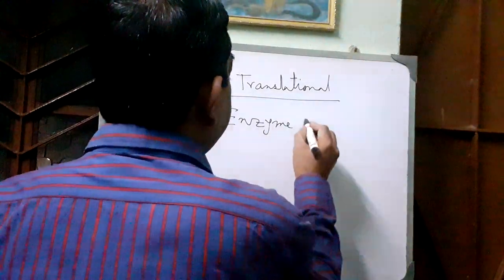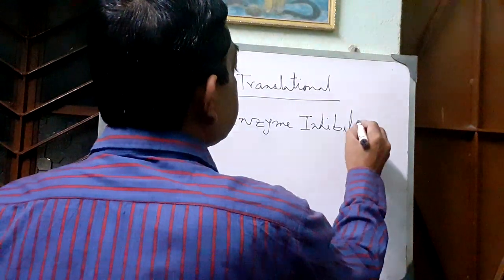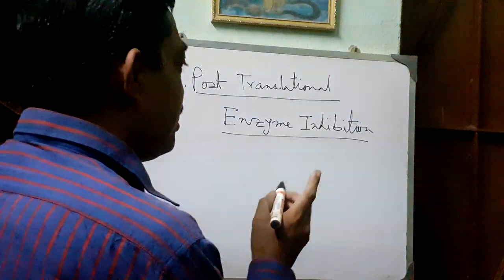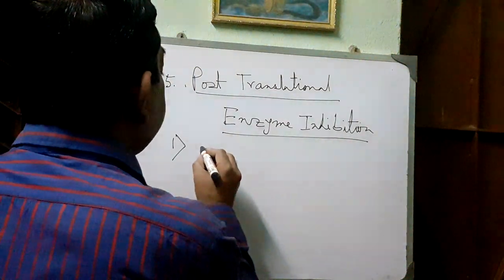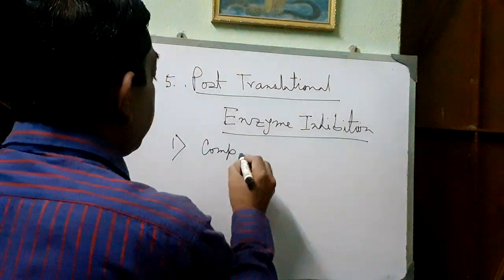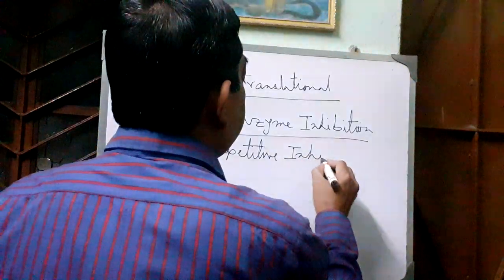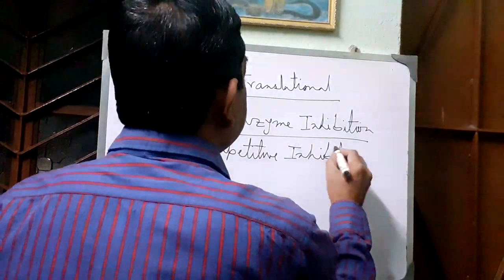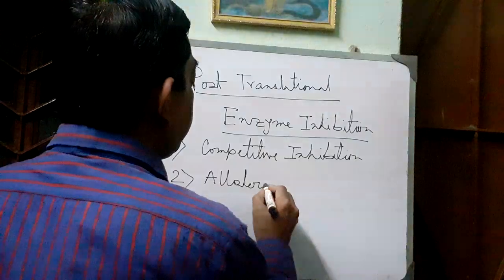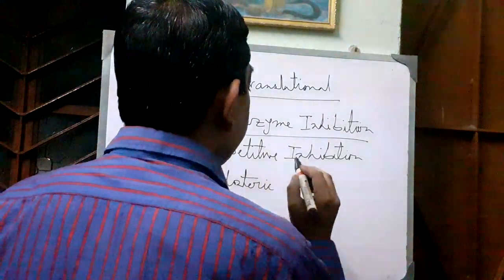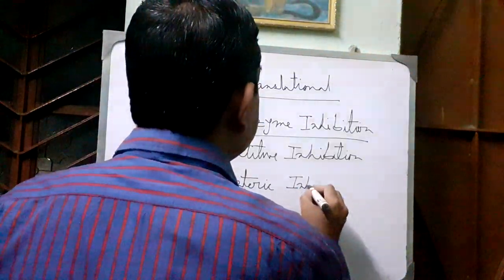Enzyme is a protein, you know that. This enzyme can be inhibited or regulated by some means. There are generally two ways: one is competitive inhibition, and another is allosteric inhibition. I will discuss how it controls protein stability and the protein lifespan.